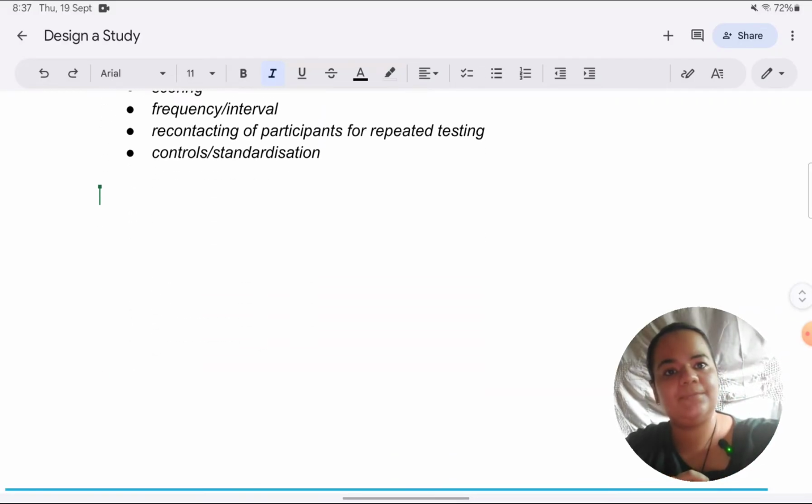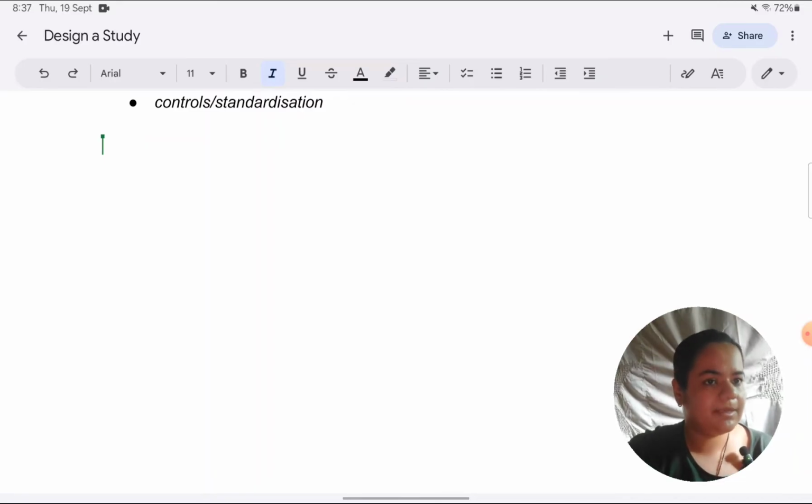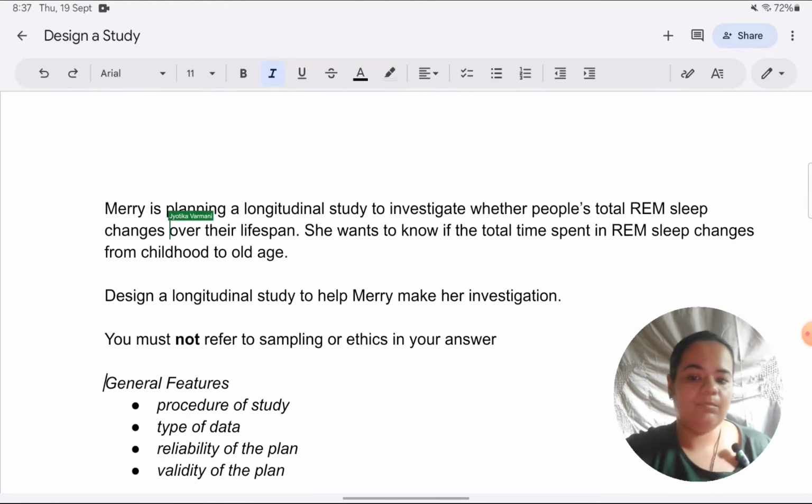Okay, having said that, now let's begin actually designing the study in Mary's scenario, which has been given. So again, I'm scrolling down so that you can see what I'm writing. Okay, as I said, we shouldn't begin with sampling and ethics because that is specifically not required in the answer. So many students get confused and they'll ask me, then how do we begin if we don't begin with the participants? You can begin with the where and when of the study because after all they've asked you to cover the procedure in general features. So one part of the procedure always is where is the study being done and when is it being done. Now if we look at the scenario, Mary wants to study total REM sleep changes.